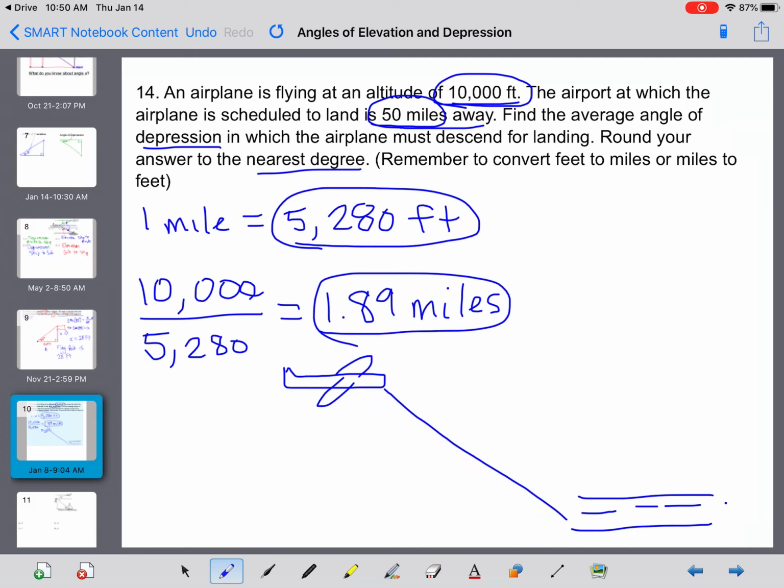Now, angle of depression. Remember, we're going to draw this upside down triangle. Whenever we see angle of depression, I like to draw the two figures, the plane up in the air, what it's looking down at, and now I draw this triangle upside down where my right angle's up here, and I can place my units. So it's flying at an altitude of 10,000 feet or 1.89 miles. So that's the vertical side of the triangle.